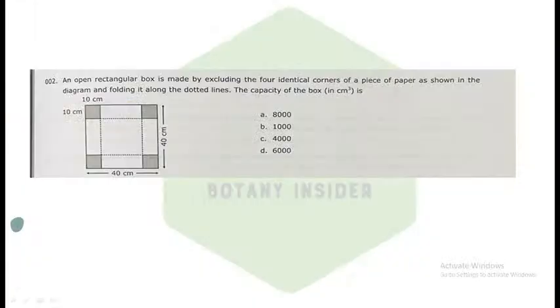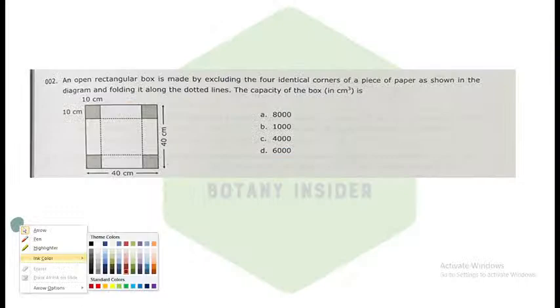Let's begin with our very first question. This question was a doubt for 3 to 4 students. I got a request to repeat this question, so we're repeating the same question. The question is: an open rectangular box is made by excluding the 4 identical corners of a piece of paper as shown in the diagram and folding it along the dotted lines. That is, along this particular line we are folding it. You need to tell what is the capacity of the box.